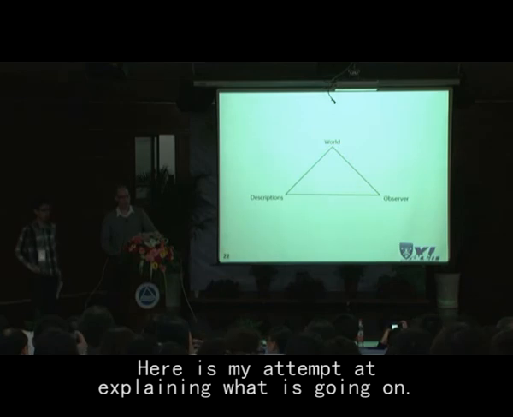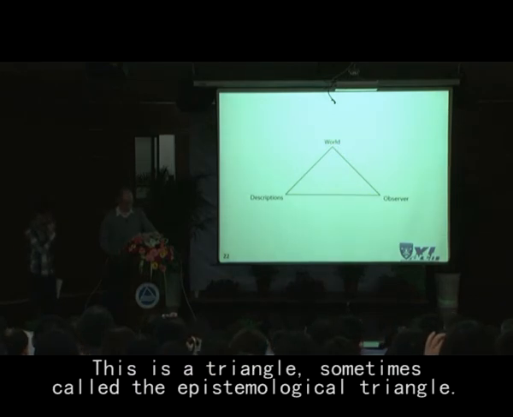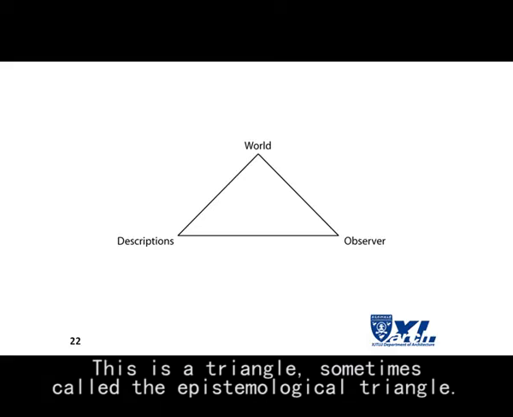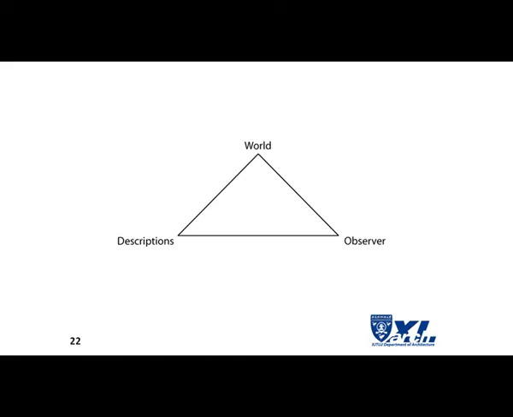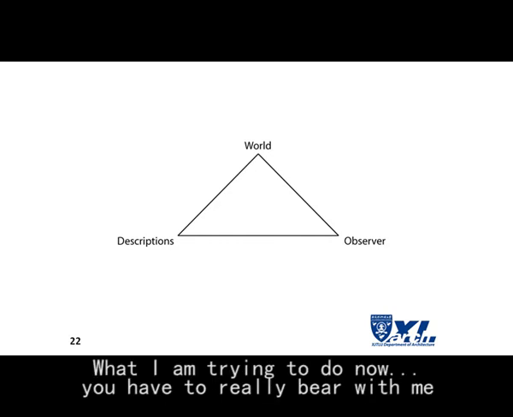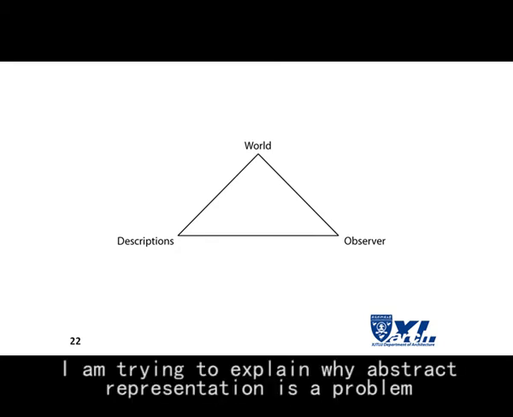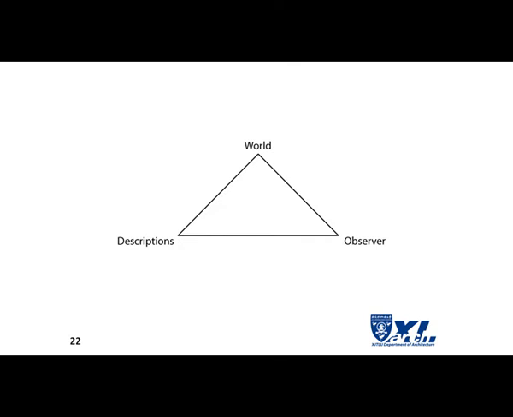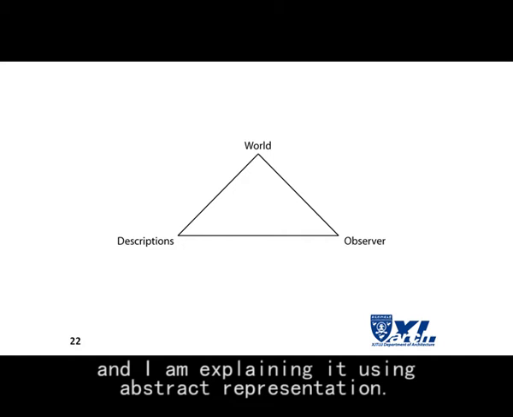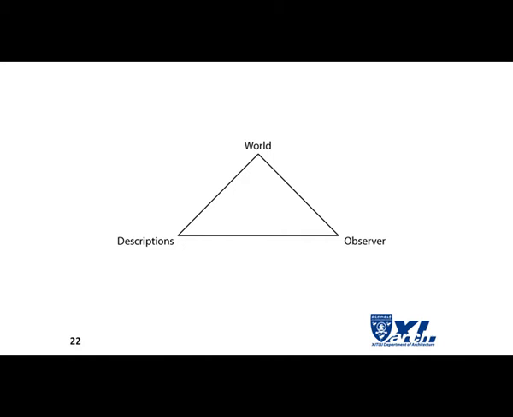So here's my attempt at explaining what's going on. This is a triangle called, or sometimes the epistemological triangle. What I'm trying to do now, you have to really bear with me because it's in some ways really strange. I'm trying to explain why abstract representation is a problem. And I'm explaining it using abstract representation.